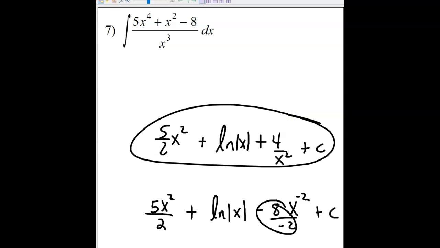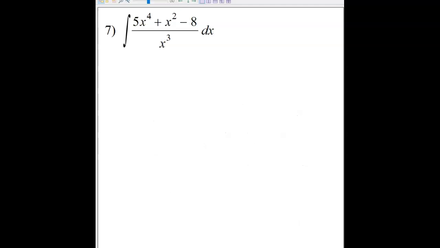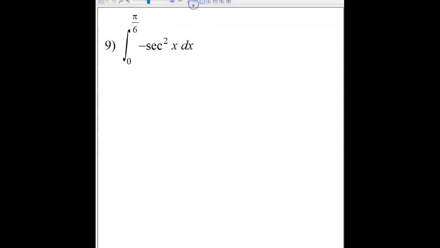Okay, so that's a splitting the numerator problem. All right, the last 3 problems we're going to look at are definite integrals, meaning that we're not just integrating, but we're actually using the second or the first fundamental theorem of calculus to calculate the value of the integral, which is basically like finding the area under the curve. Okay, so first of all, I'm going to take this negative out and move it to the front like so. And the integral of secant squared, if you remember your trigonometric integrals, is tangent.